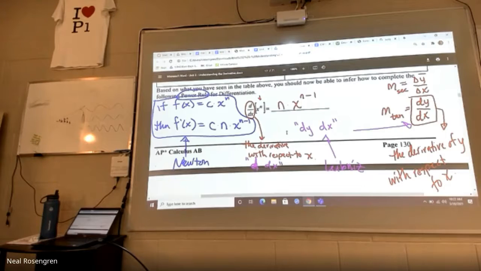But intermix those and start getting comfortable using both. I think that'll help us out. And I'll try to do that today a little bit. Okay, so just some notational stuff.